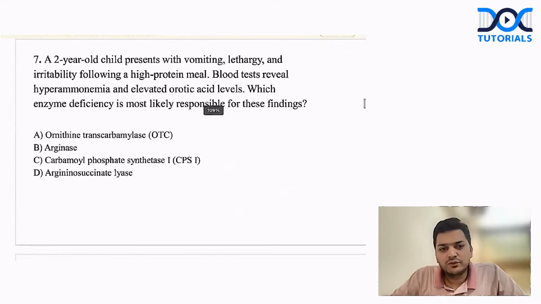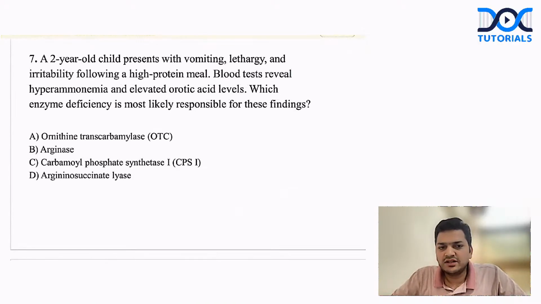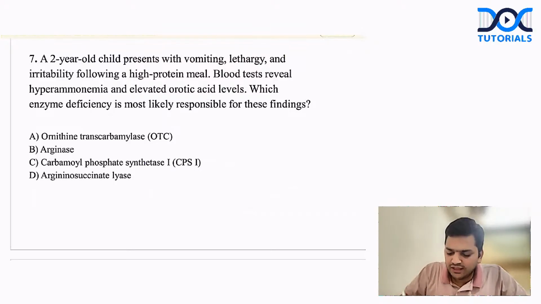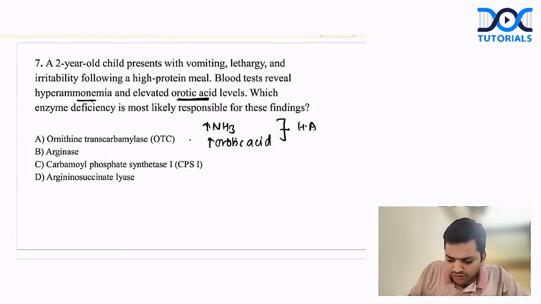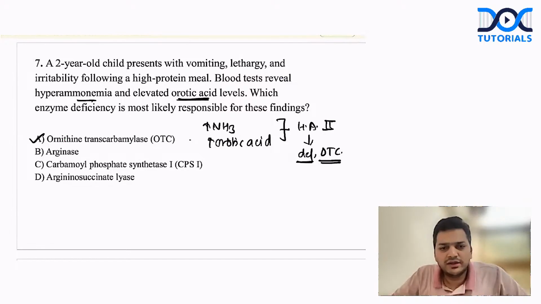The next is a 2-year-old child presents with vomiting, lethargy, irritability following a high protein meal. The blood test reveals hyperammonemia and elevated levels of orotic acid. Which enzyme deficiency is most likely to be there? Now, here is a very clear-cut question that there is increased amount of orotic acid along with hyperammonemia. There is increased amount of ammonia along with orotic acid. They are talking about hyperammonemia type 2. It is due to deficiency of ornithine transcarbamylase.